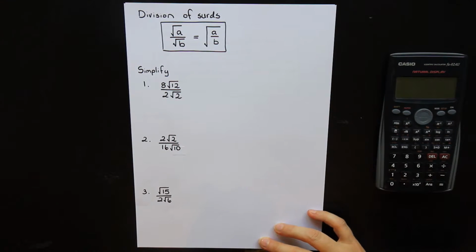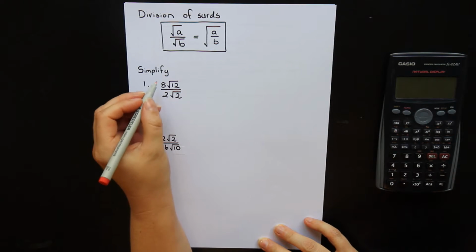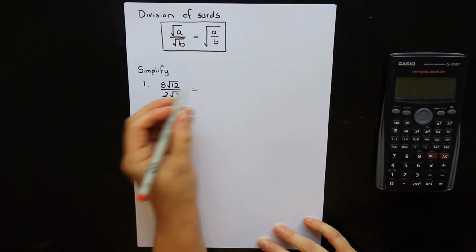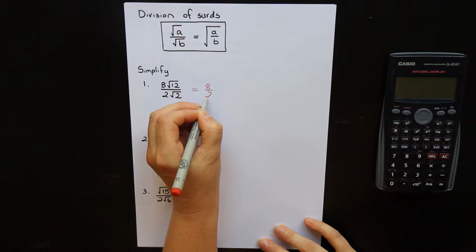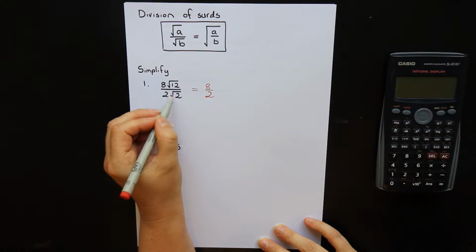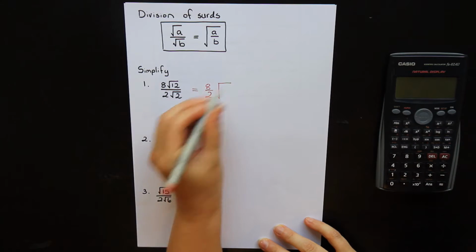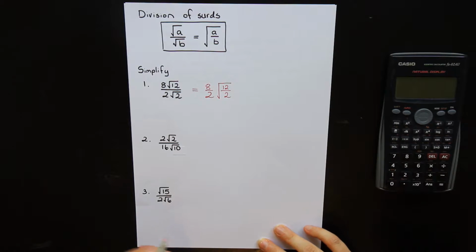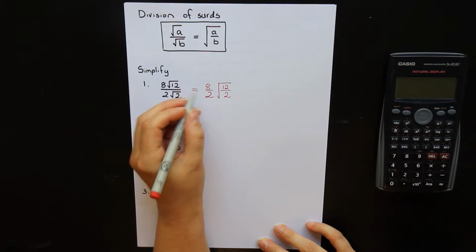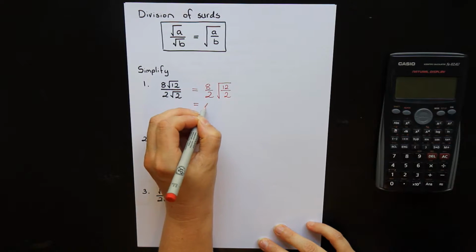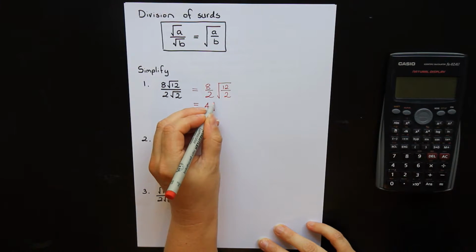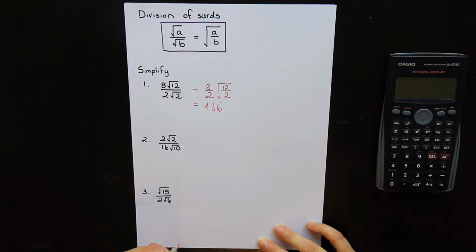In our first question here, we can take the 8 and the 2 and put them out the front as a fraction. And these two surds I'm going to change to one big surd, 12 over 2, like that. That means that these two can simplify together. 8 divided by 2 is 4. And 12 can divide by 2 under here, giving me a square root of 6. And that has simplified nicely for me, and I can't simplify that anymore.